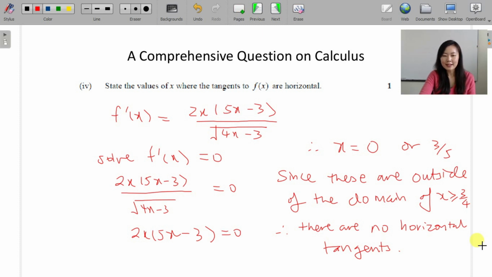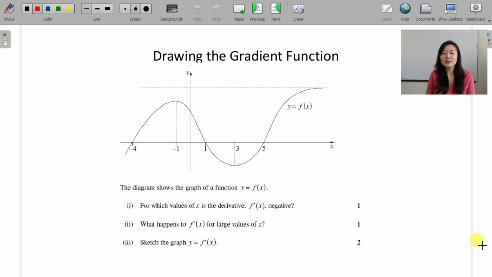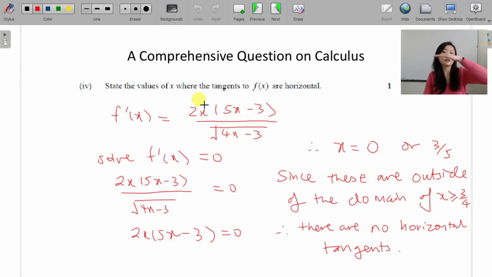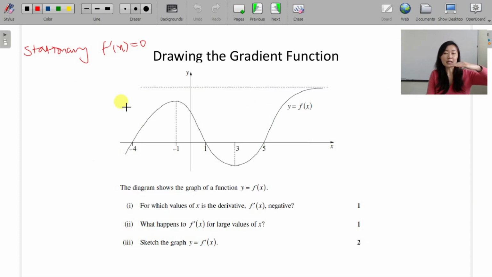All right, finally, I just want to briefly touch on how to draw the gradient function. So this is an example of an exam question in this area. Generally speaking, there are 3 types of considerations. There are what we call stationary points, and that's when the derivative is 0. Like what we were looking at before, horizontal gradient. If you drew the tangent, it will be flat. That's called stationary when the derivative is 0.